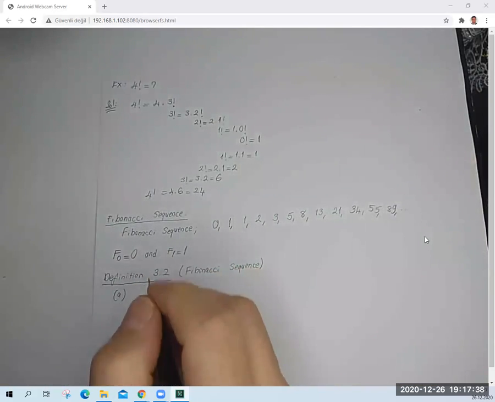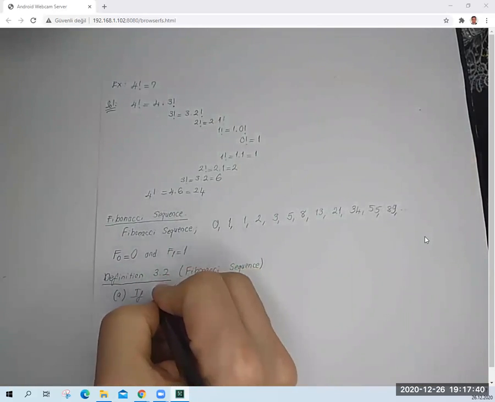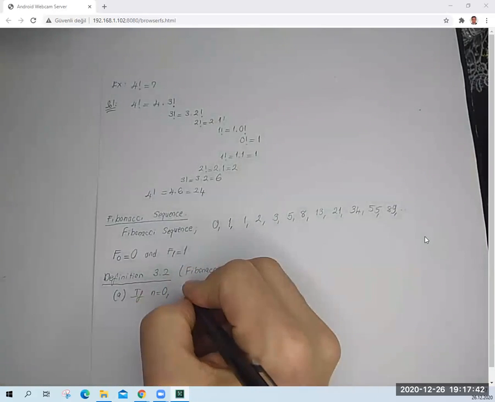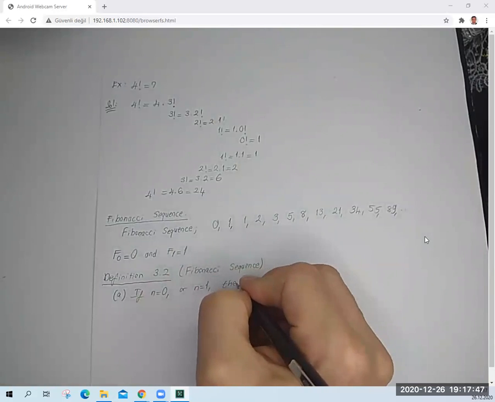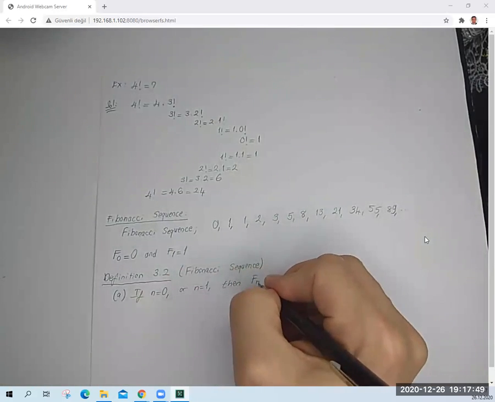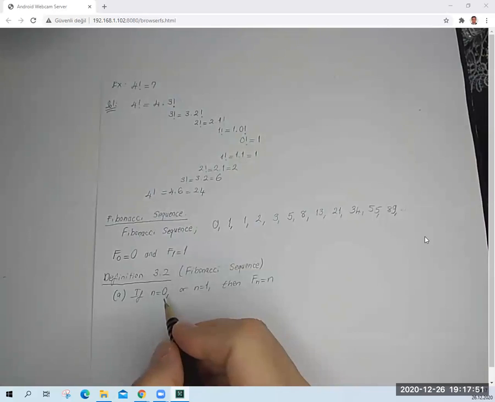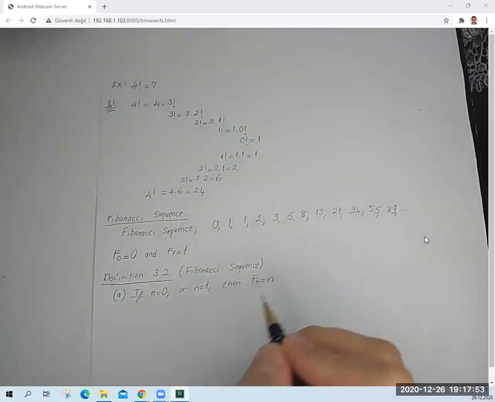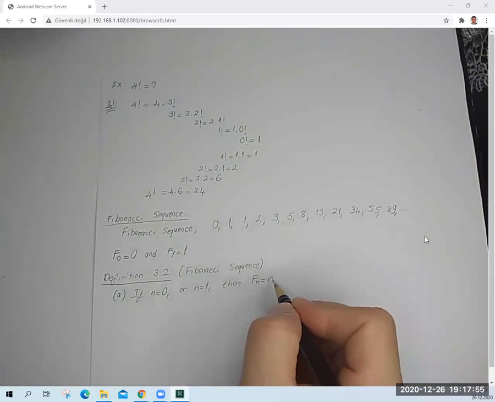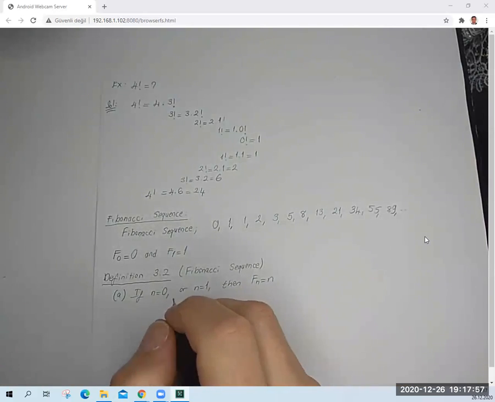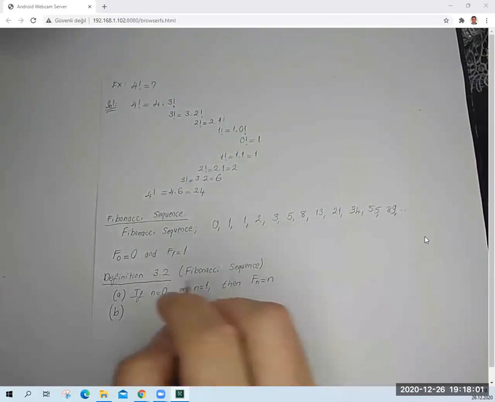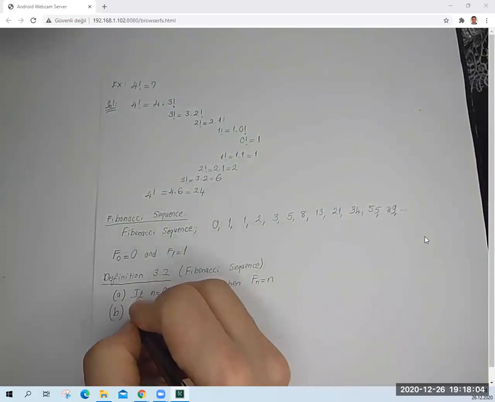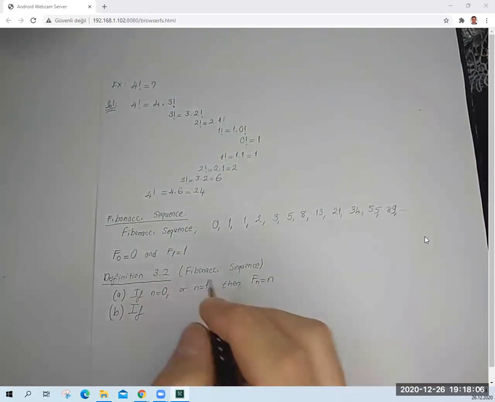Again, there is the case A: if n is equal to 0 or n is equal to 1, then Fn is equal to n. If it is 0, the result is going to be 0. If it is 1, the result is going to be 1. So this is the mentality of the algorithm to produce the Fibonacci sequence.